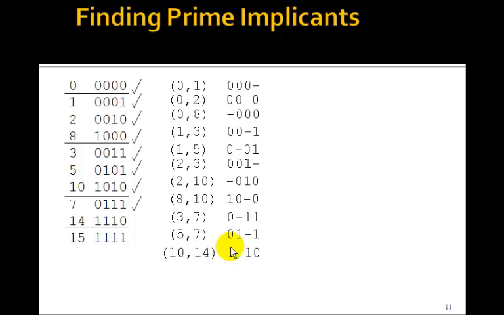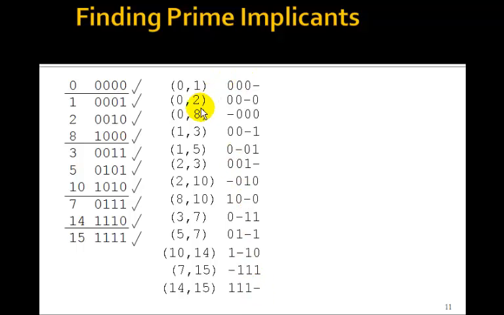1-10, 10-14, 1-10. Check off the 14. Okay, we only got two more. How about 7 and 15? 7 and 15 gives 111. Check off the 15. How about 14 and 15? 14 and 15 gives 111 dash.